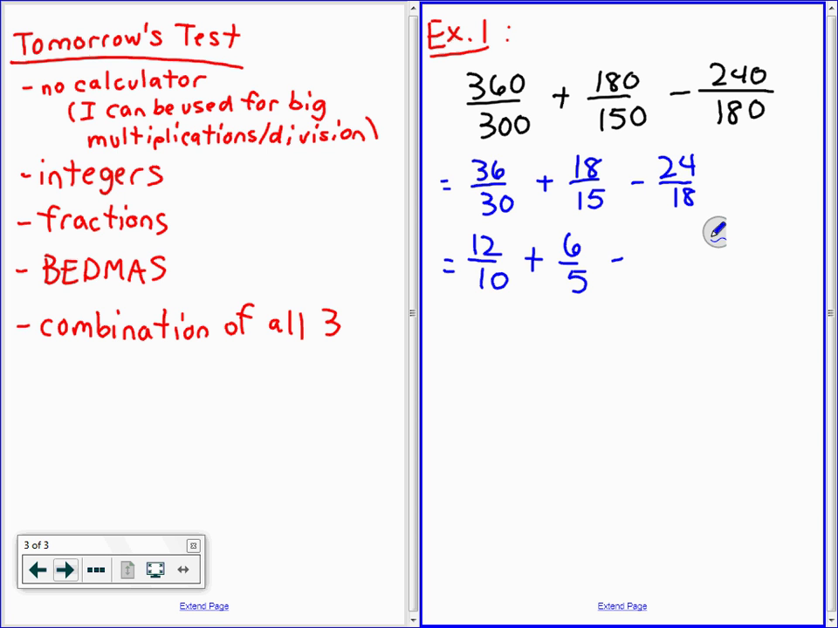And 24 over 18, somebody else? Somebody else, sorry, I'm passing on you. Somebody else? Go ahead. 6. So that should be 4 over 3. If you need to know what I divided by, this divided by 3, this divided by 3, this divided by 6. Now this will still work, but I'm not happy when I look at this.